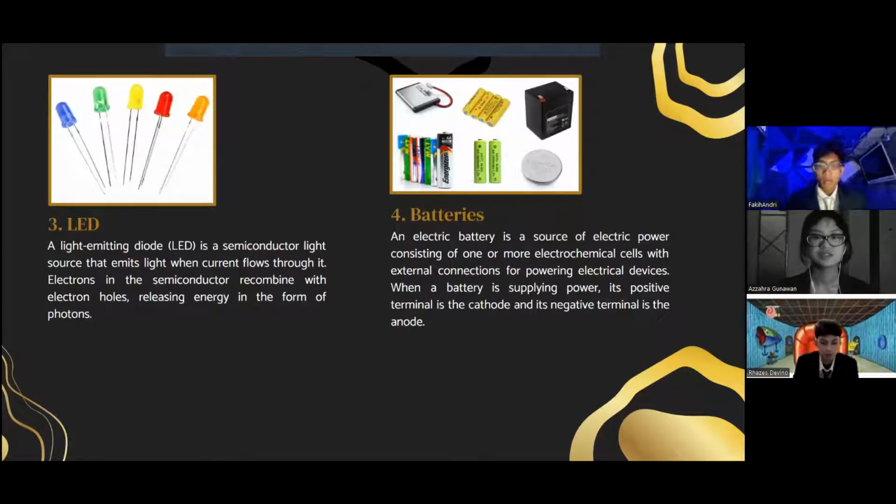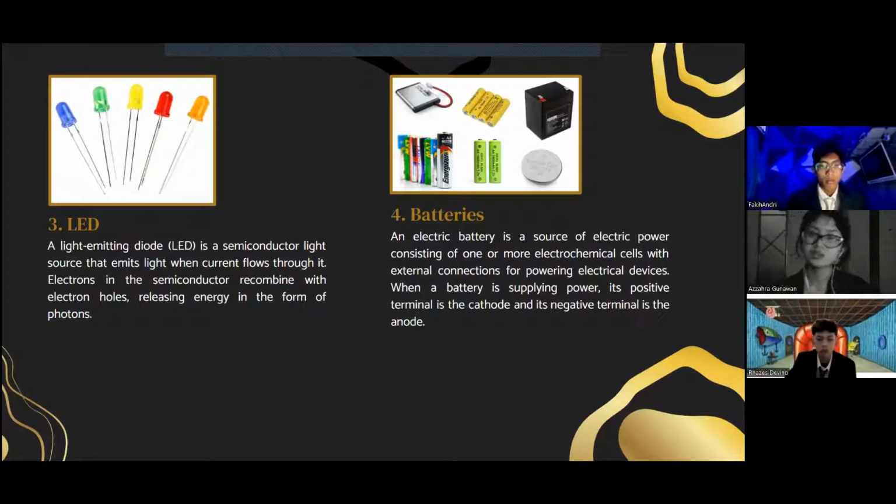Next slide. The third one is the LED. LED is a light emitting diode. It's a semiconductor light source that emits light when current flows through it. Electrons in the semiconductor recombine with electron holes, releasing energy in the form of photons.